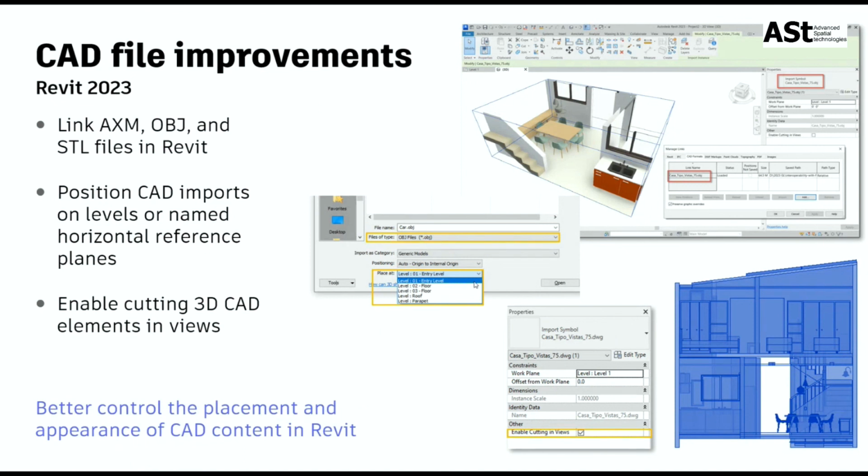A new instance parameter allows cutting of 3D elements in CAD files. When this parameter is enabled, the 3D geometry is shown as a cut when the cut plane of the view intersects the element. When the parameter is not enabled, the CAD geometry is shown as projected regardless of the cut plane location.